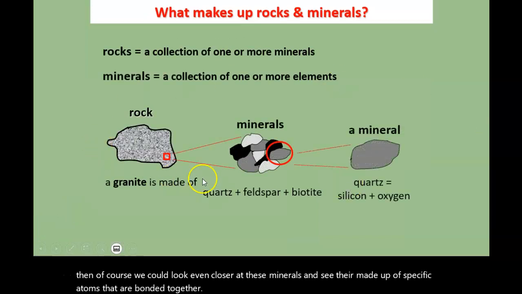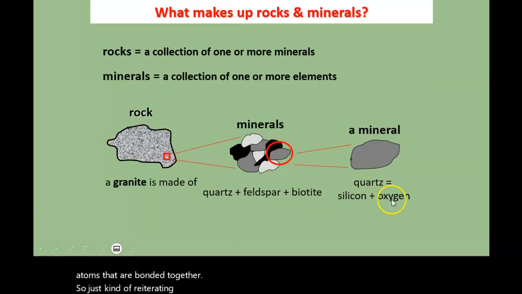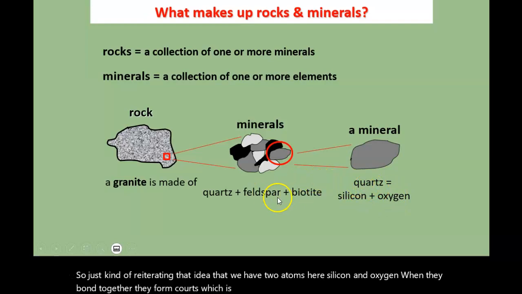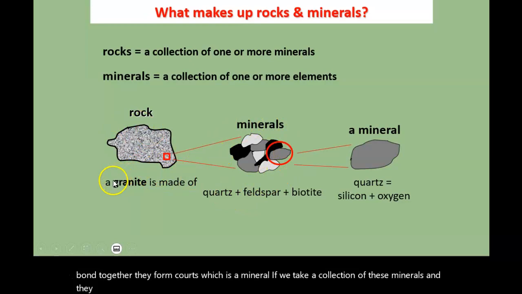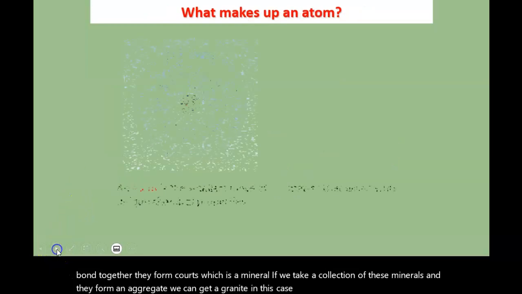So just reiterating that idea, we have two atoms here, silicon and oxygen. When they bond together, they form quartz, which is a mineral. If we take a collection of these minerals and they form an aggregate, we can get a granite in this case, a specific type of rock.